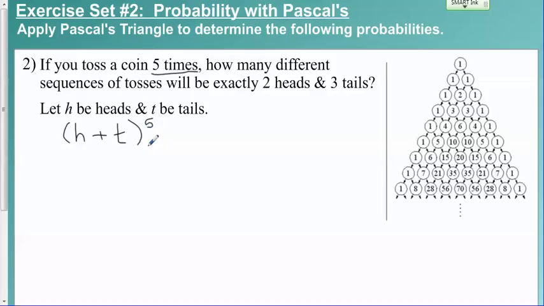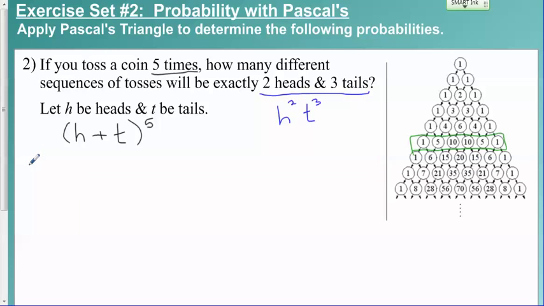Is look at what the two events are, flipping heads, flipping tails, how many total times, and that's your exponent. Now, this part, remember, tells us what term we're trying to find. 2 heads and 3 tails means we're looking for the term with h squared and t cubed. So same idea as before. The power tells us the row that we're looking for. So I'm going to be looking at this row right here. That allows me to expand my binomial.